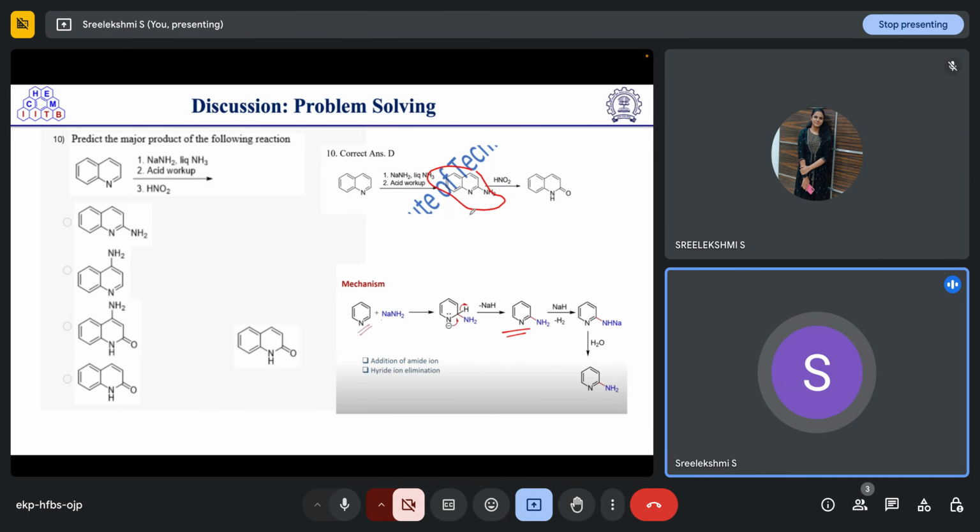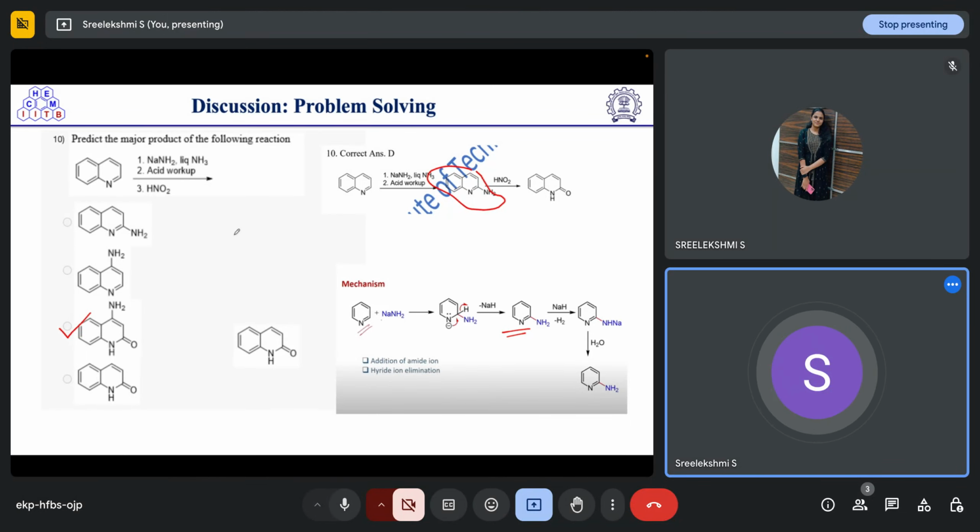Once that amino product is formed, then in the presence of HNO2, that NH2 is getting converted into OH and that is tautomerizing into this amide form. So the correct answer will be option C. First amination is taking place, then it is getting oxidized, converted into this ketone.